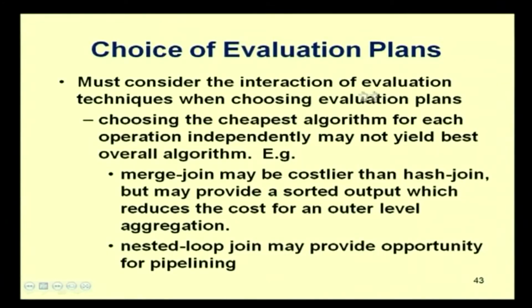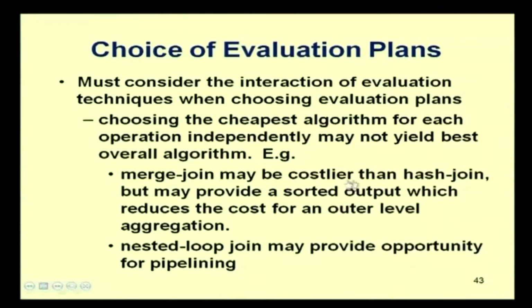For the choice of evaluation plans, you must consider the interaction of evaluation techniques. Choosing the cheapest algorithm for each operation independently may not always yield the best overall algorithm. Just because every time you choose the cheapest one for each operation, independent of what other operations are done, may not give an overall cheap result. So, merge join may be costlier than hash join, but may provide a sorted output which reduces the cost of the outer level aggregation. So, this is very important. Nested loop join may provide opportunity for pipelining. So, if these two are there, then overall it will reduce the cost, though independently it is more costly.